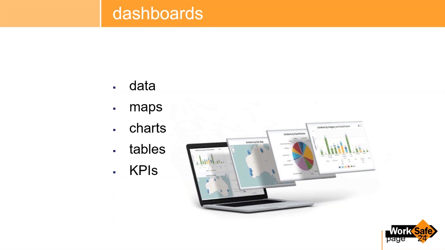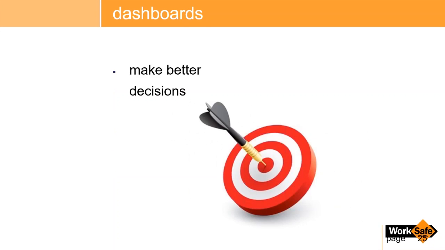We're talking about how many observations have we done to prevent incidents? How many audits and inspections have we done? Are we putting programs in place? How many actions have we completed to be able to prevent incidents? And once you've got that information, you can then make better decisions.